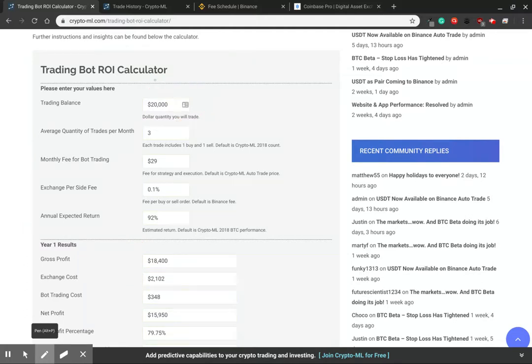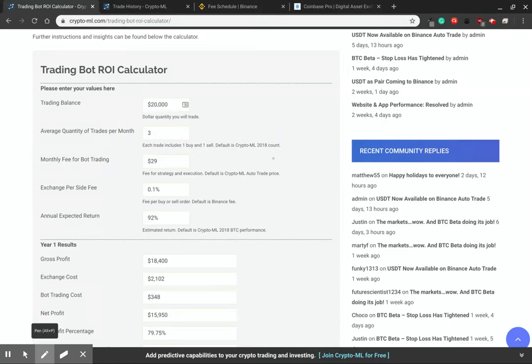Next field is the average quantity of trades per month. So whatever trading system you use, how many trades do you expect to get out of it? And what you're going to find is this number has huge implications on your results. And I should note that this is for a full cycle. So one trade is a buy order and a sell order. So you're making that full round trip. The default of three here comes from CryptoML's 2018 average count. So that's the default, but of course you can change it to whatever you want.